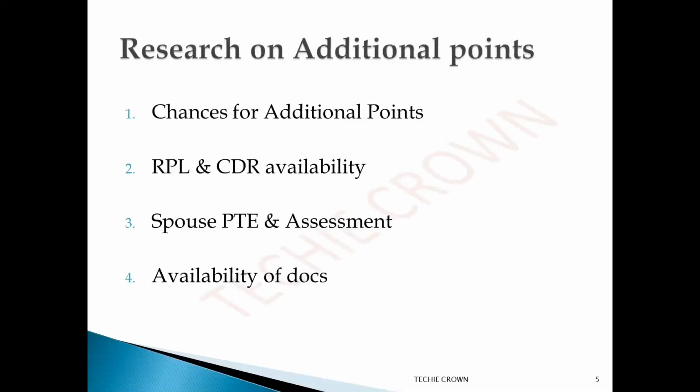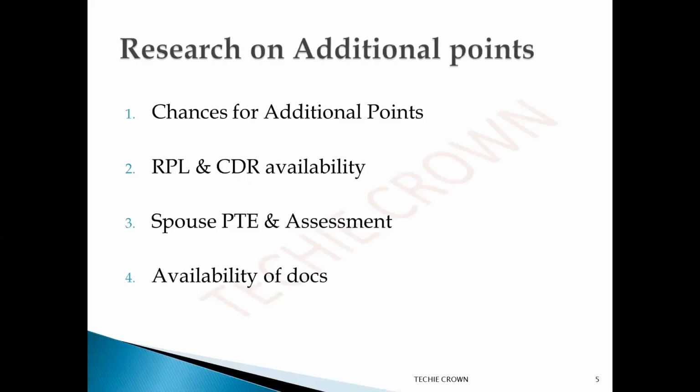The third step would be research on additional points. You are done with your analysis of the job market, and second, you have identified your score. The third thing is that you should know the recent cutoff for your skill set. For example, if you are a software engineer, check the recent invite cutoff points. If for 189 the recent cutoff is 85 points and your score comes to almost 75, then you should do enough research to understand how you can increase your points.